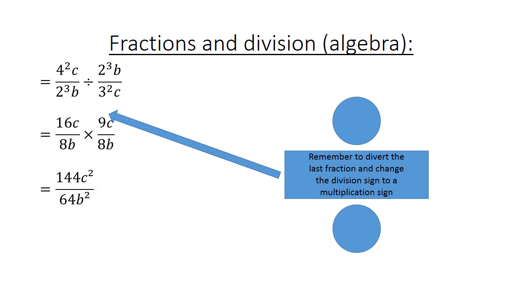Now we do multiplication. 16 times 9 equals 144. C times C is C to the power of 2. 8 times 8 equals 64 at the bottom. And B times B equals B to the power of 2, which is equal to 2 and 1 over 4, C to the power of 2, B to the power of 2.